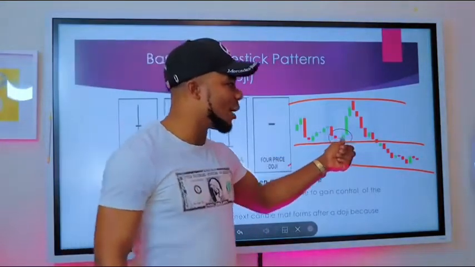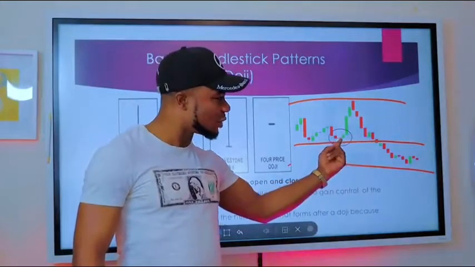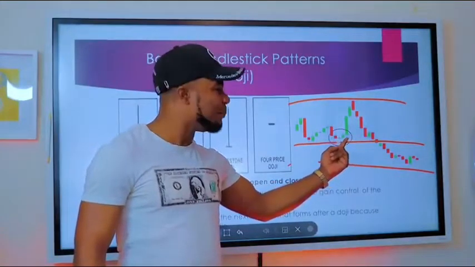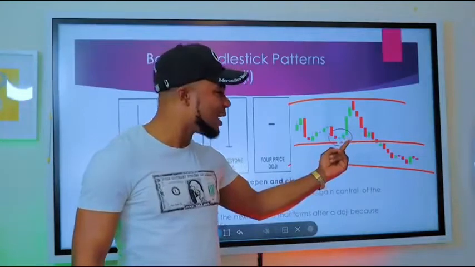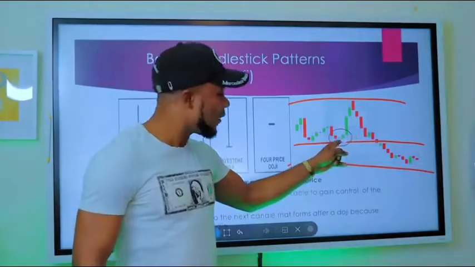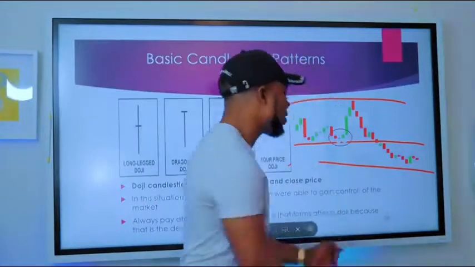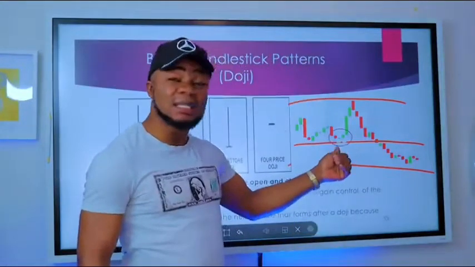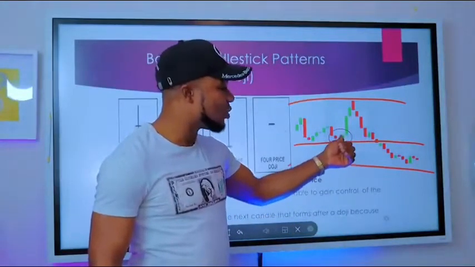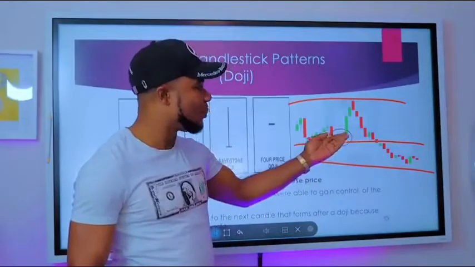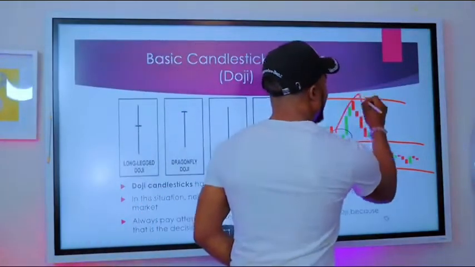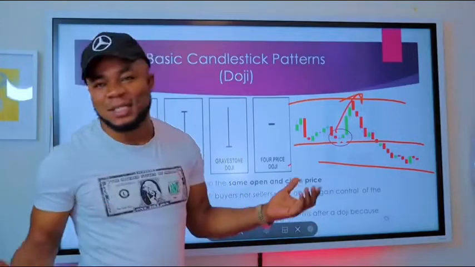Immediately after the doji, what happened? Look, immediately after the doji was formed, what happened? We had a big bullish candle. And after this big candle, which was an indication that there was indecision in the market, the next candle that came was what? A bullish candle. See what happened after that? The market went up. This is not magic.